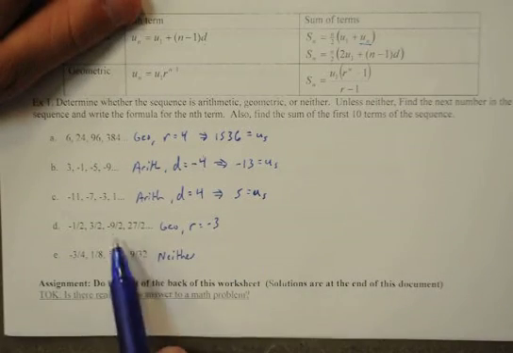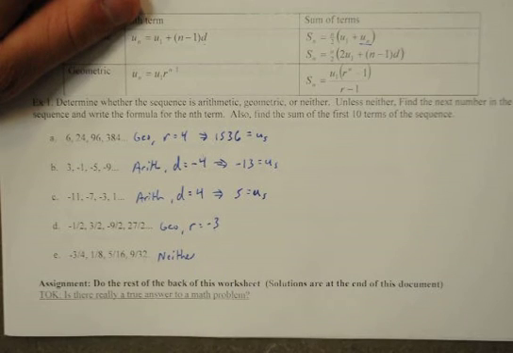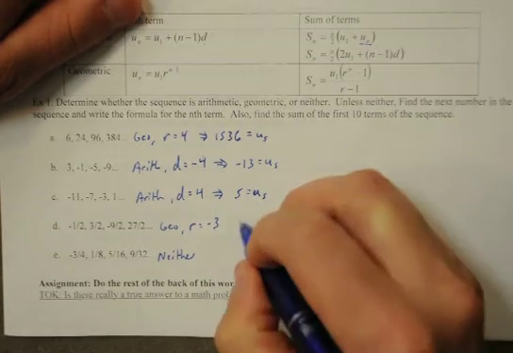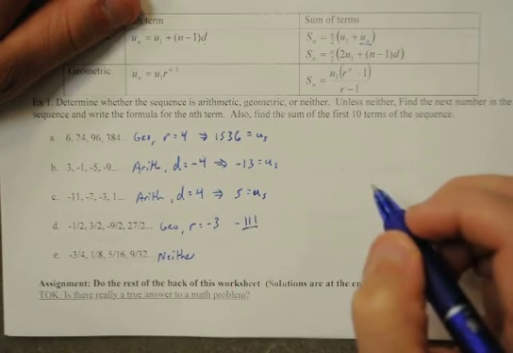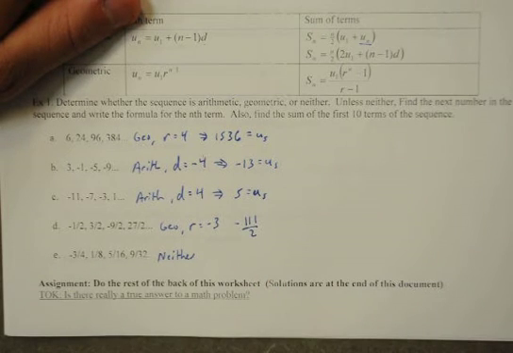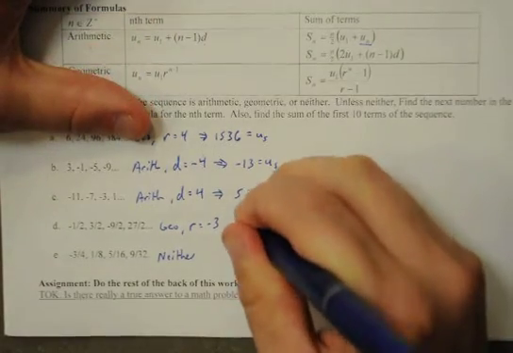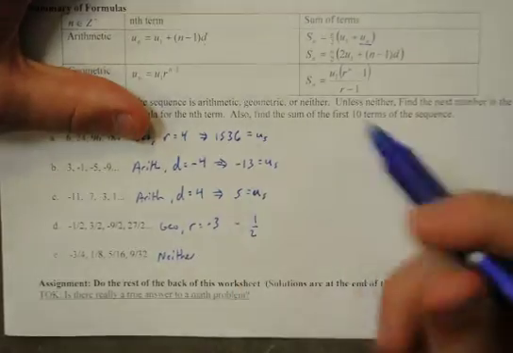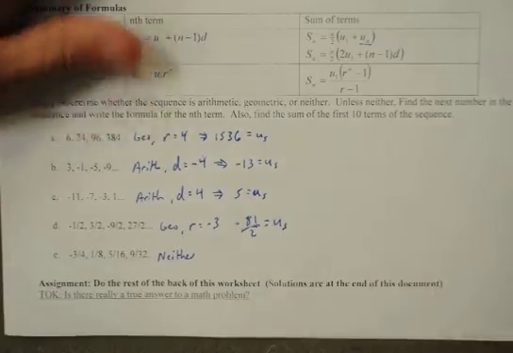And then lastly, here we're multiplying by negative 3. So that would be negative 111 over 2. Oh, whoops, 27 times 3 is 81. Not 111. I did 37. There. And that would be the fifth term of that sequence.